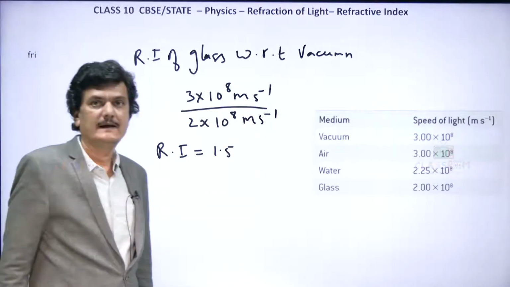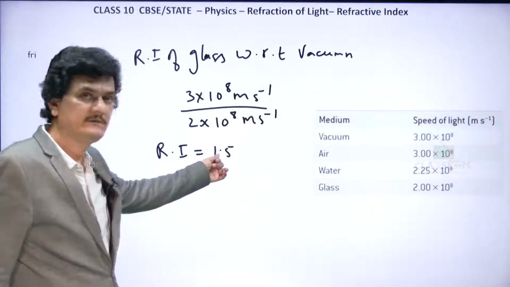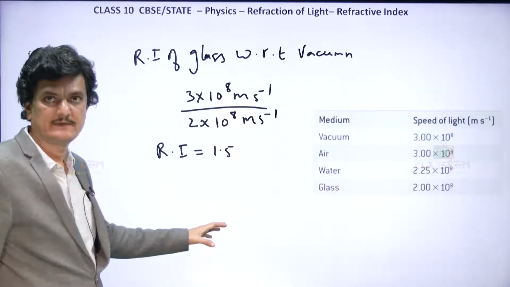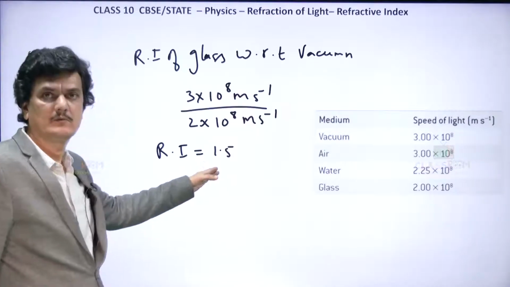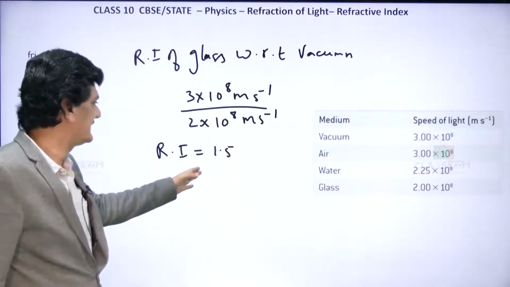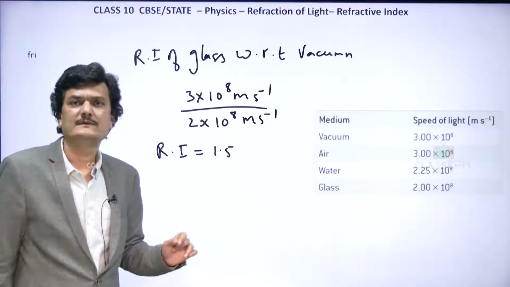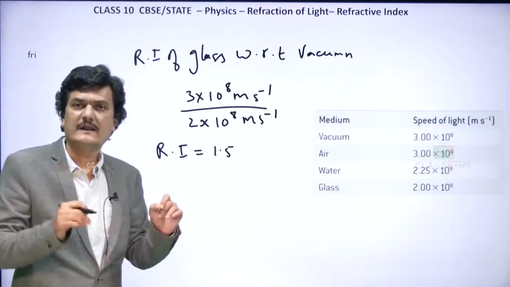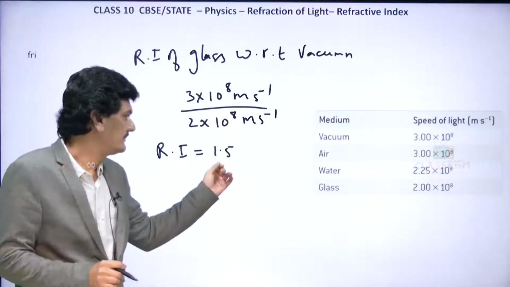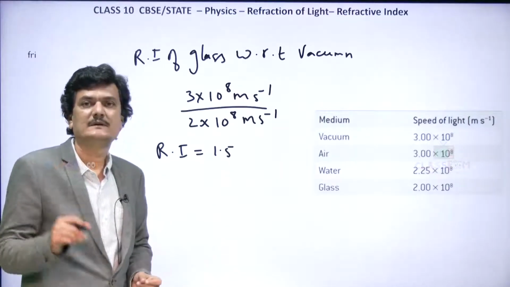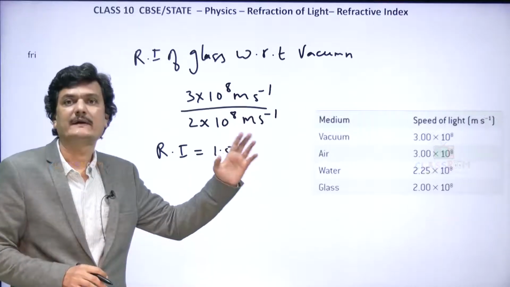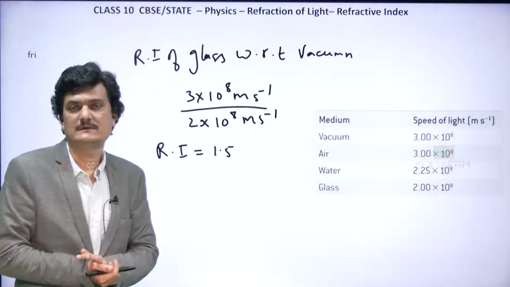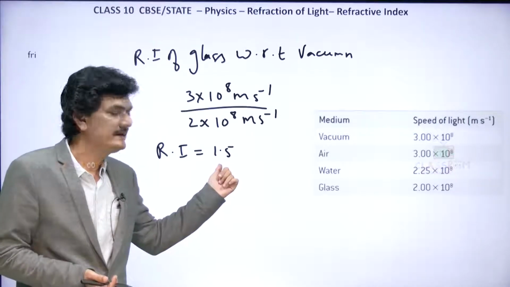Look what it means: refractive index is a measure of optical density. And what is the meaning? How do you read this? You will read this as: refractive index of glass is 1.5, it means that the velocity of light is 1.5 times slower in glass than in vacuum. How slow the velocity becomes in a given medium is given by the refractive index.